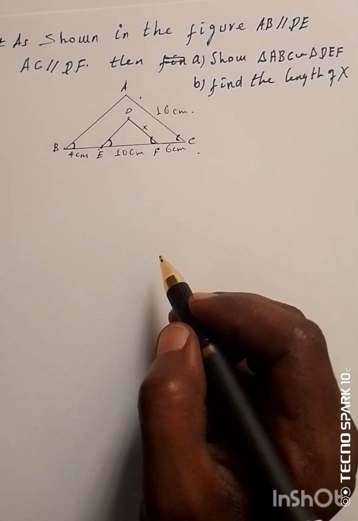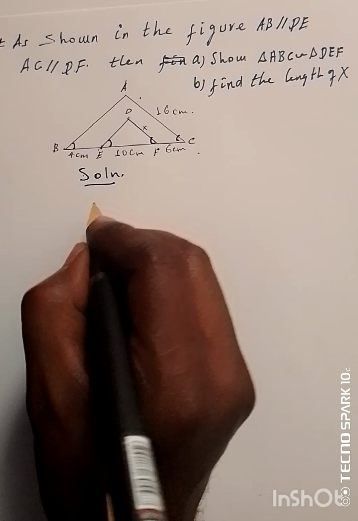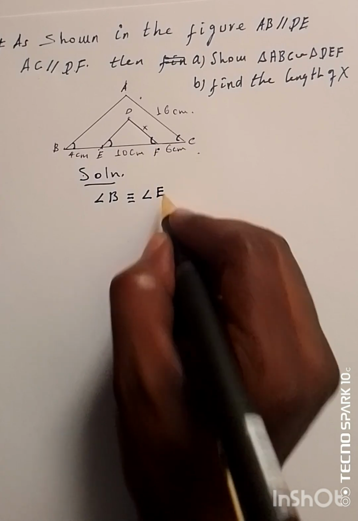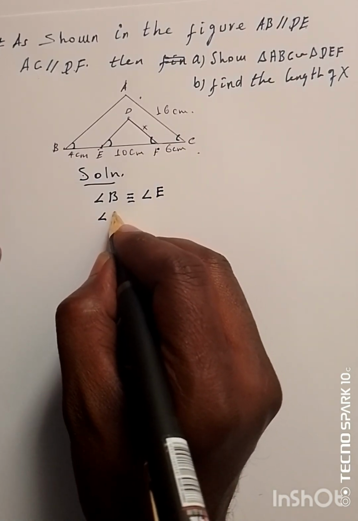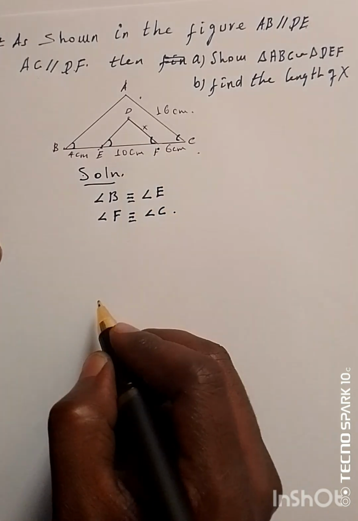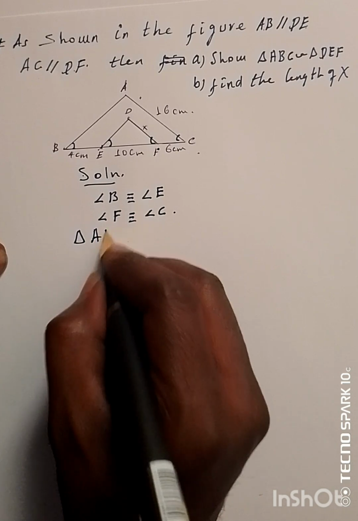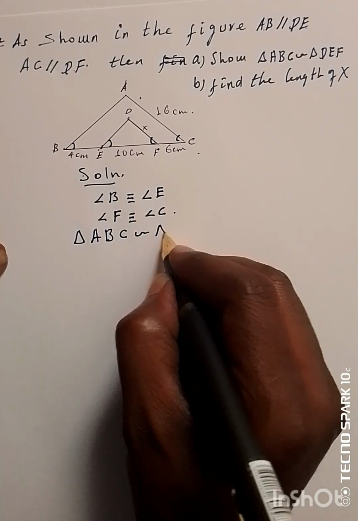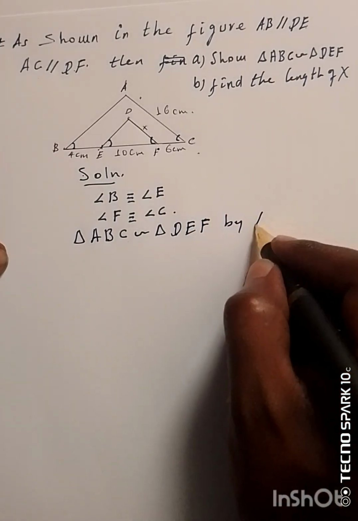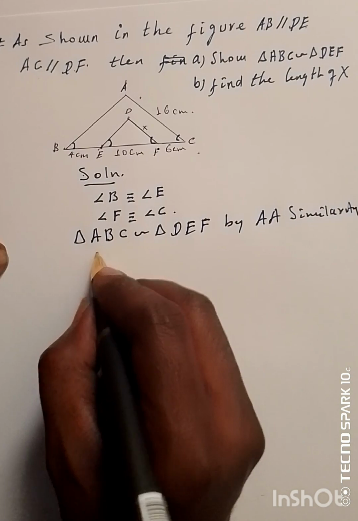So from the angle similarity theorem, we have angle B is congruent with angle E, angle F is congruent with angle C. Therefore, this triangle ABC is similar with triangle DEF by the angle similarity theorem.